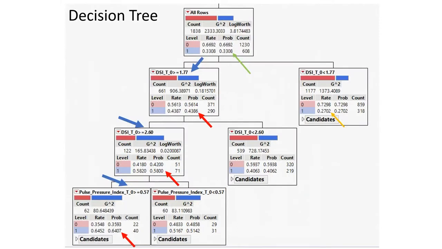This is a different way of stratifying the risk of mortality based on parameters. The way to read this decision tree is to look at the green arrow. For all the patients where vasopressor was started, the mortality rate was 33%. If the diastolic shock index was more than 1.77, as evidenced with the first blue arrow, then the mortality rate jumps to 43%, the first red arrow. If the diastolic shock index was more than 2.6, that mortality rate is almost 60%, so double of where we started.